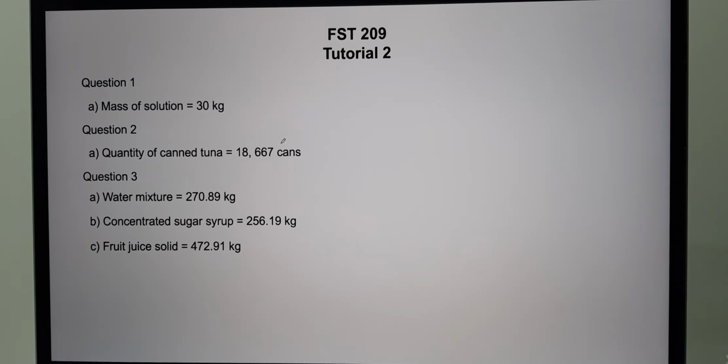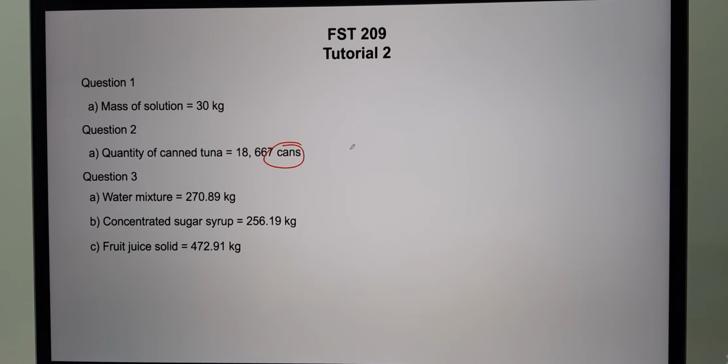Then we move on to tutorial 2, FST209. This one, I give you the solution first, then I will explain the questions that you have highlighted. For question number 1, the mass of solution is 30 kilograms. Question number 2, the quantity of canned tuna is 18,667 cans.